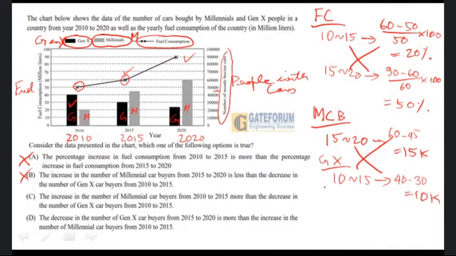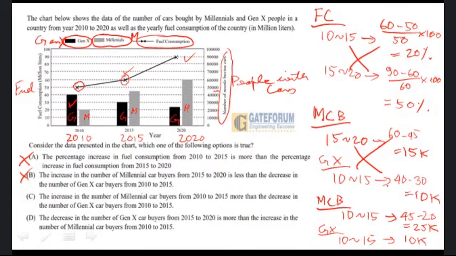Next, the increase in the number of millennial car buyers from 2010 to 2015. Only the number: it goes from 20 to 45. So the increase is 45 minus 20, which is 25K. It has been said this is more than the decrease in the number of Gen X car buyers from 2010 to 2015, which we already found is 10K. This is absolutely correct because 25K is more than 10K. So the correct option is option C.